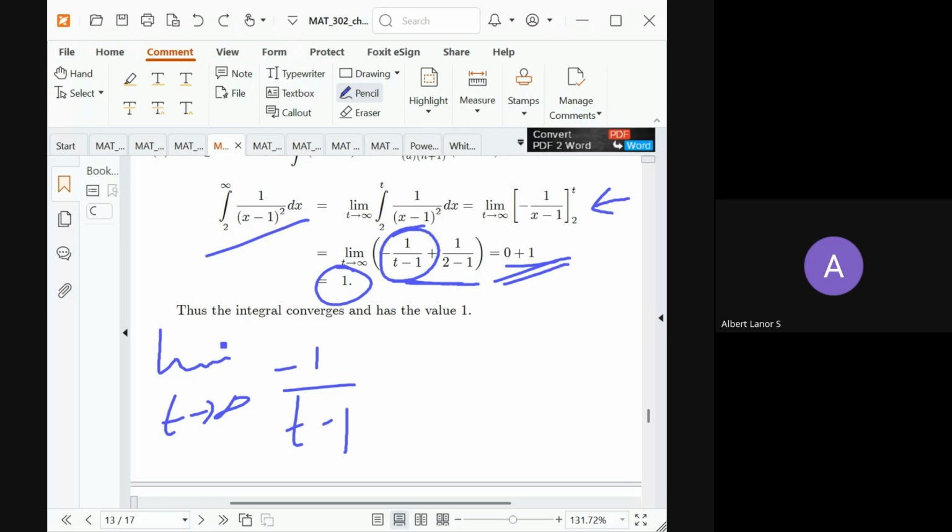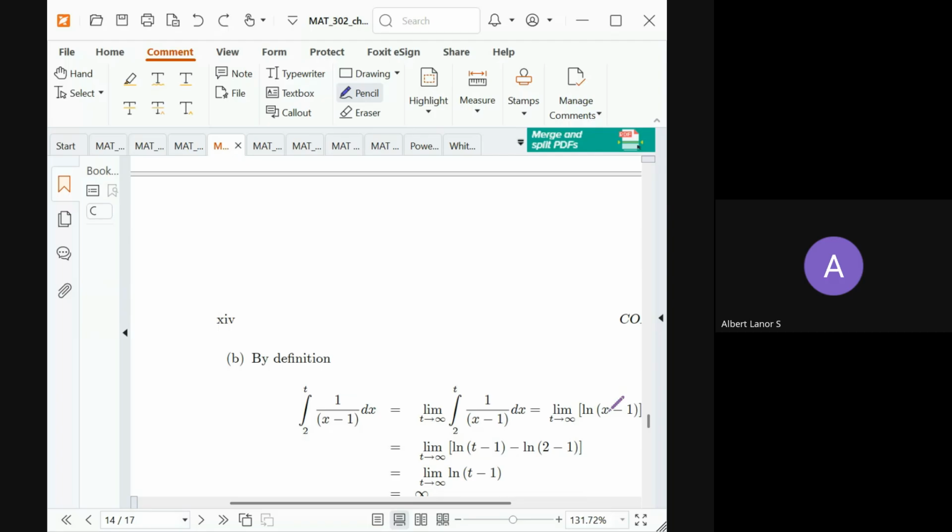Now another thing you can even use is asymptotes. As t goes to infinity, you are talking about the horizontal asymptotes. For the horizontal asymptotes, the degree of the numerator is less than that of the denominator. So this value will be going to 0. So many ways to do the same thing. So we've done with the first one. Now let's take the second example.